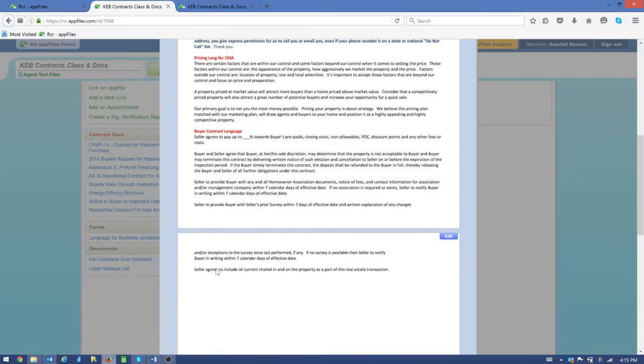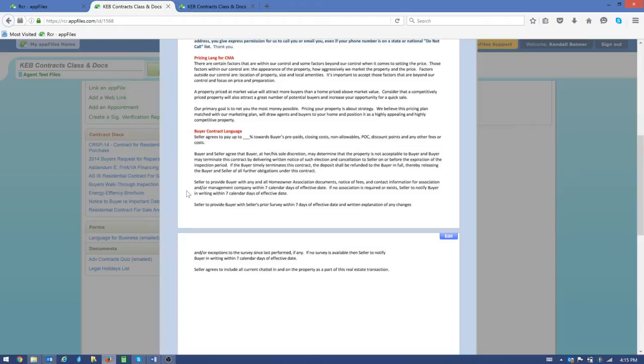Then the next couple of paragraphs are seller to provide buyer, and just for your sake, on average, I usually will highlight from here all the way through here. Okay, and we'll just finish those up and I'll explain why. Seller to provide buyer with any and all HOA documents, notice of fees, contact information for association and or management company within 7 calendar days of effective date. If no association is required to exist, seller to notify buyer in writing within 7 calendar days of effective date. So I gave them deadlines, told them what I want and what I need, and I want it in writing.